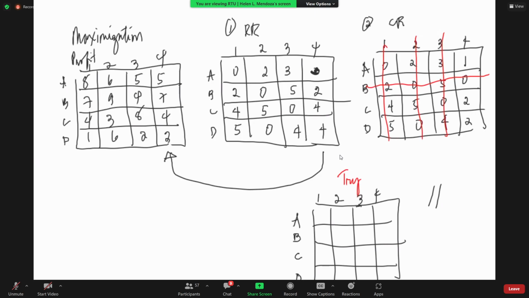So, we copy the zeros. So, 0, 0, 0, 0, 0. So, wala namang pupuntahan. Si A, bigyan na natin si A. Si C wala na rin. Si D wala din. O magka-cancel siya. O yan eh, may assignment na.